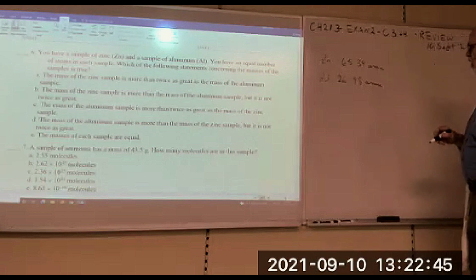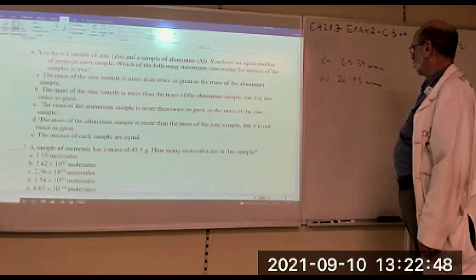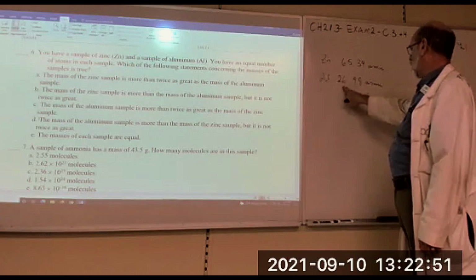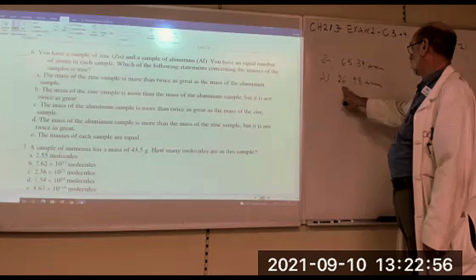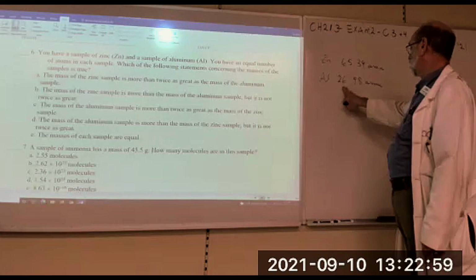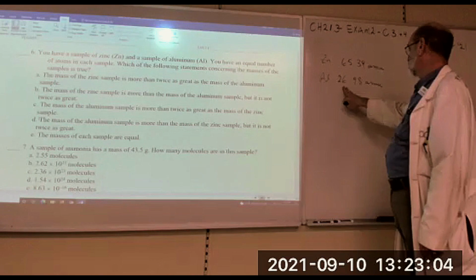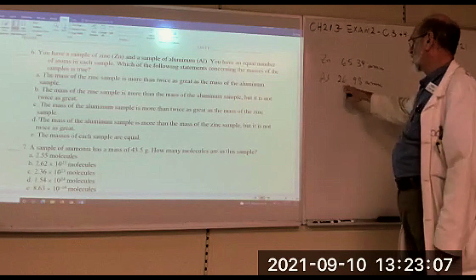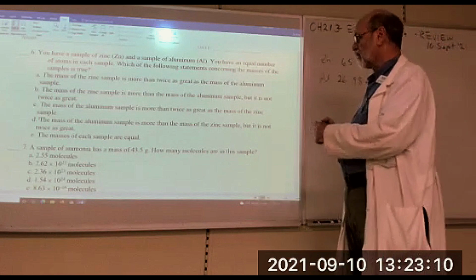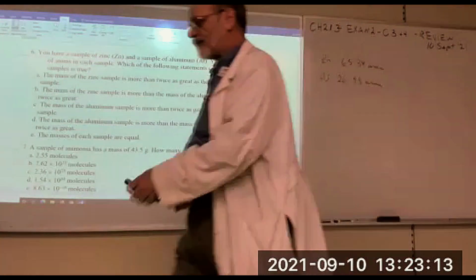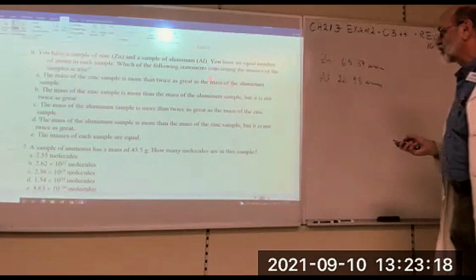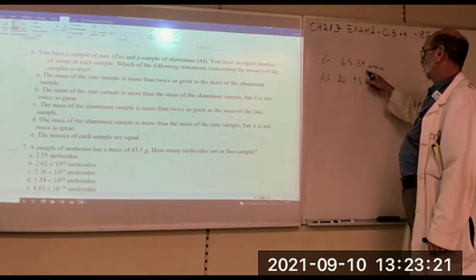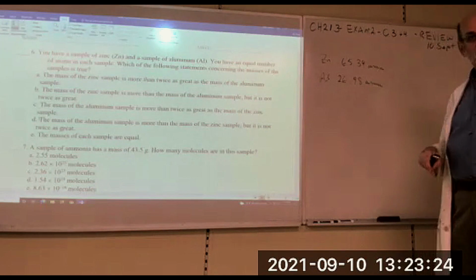So what would that be if we divide this into that one? Twice would be about 54. 3 times would be 81 or 82. Okay, so it's between 2 and 3 times. So the mass of the zinc sample is more than twice as great as the mass of the aluminum sample. Yeah, it is more than twice. It's not quite 3, but it's more than twice.